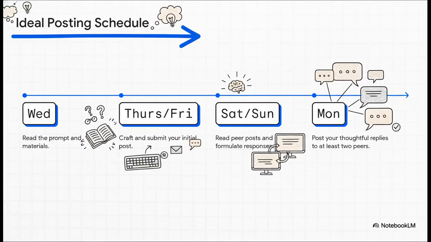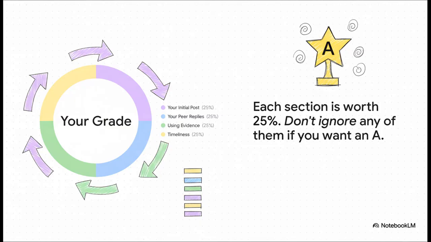So what does a good schedule look like? Here's a pro tip for a typical week. Try to get your own post in by Friday. That gives your classmates the weekend to read it, and it gives you Saturday and Sunday to read their posts and think about your replies before that final Monday deadline. This is how you show that consistent participation.